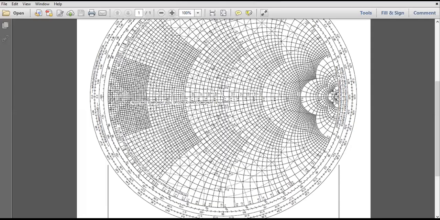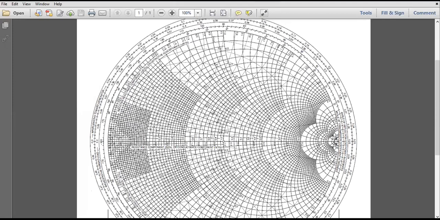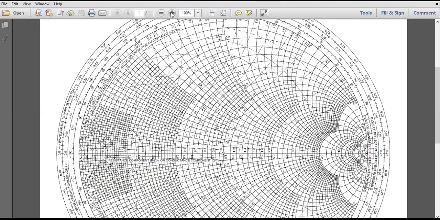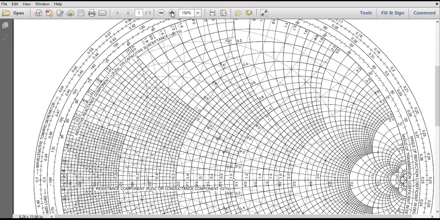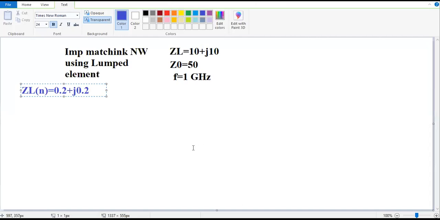Now here, as I told, the Smith chart we are using is the ZY chart. This complete ZY chart you can download or get printed. For this Smith chart, you first have to check how this Smith chart looks, which is previous to this. Okay, as we discussed, I'll just explain this Smith chart here.